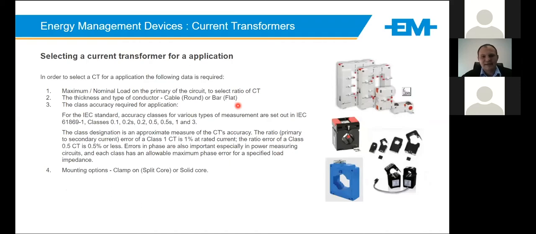Selecting a current transformer for an application would be understanding your maximum or nominal load of the primary circuit to select the ratio. So is it 1,000 amp? Is it 2,000 amp? Is it 600 amps? The conductor, is it a cable? Is it a bar? What is the size, thickness, type of bar? Okay. More and more important.